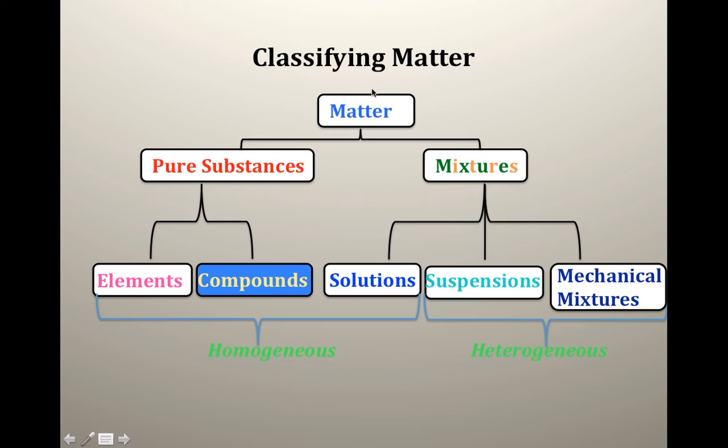So there's our chart. When we look at matter, typically we actually work from the bottom. If it's homogeneous, we know it's an element, compound, or solution. If it's heterogeneous, suspension or mechanical mixture. So if all we see are solids, we're going to bet on mechanical mixture. If we see a liquid that's cloudy, we're going to bet on a suspension. Often, it's hard to tell compounds and solutions apart because we may have some liquid compounds that look a lot like solutions. So that's one way that we classify matter.